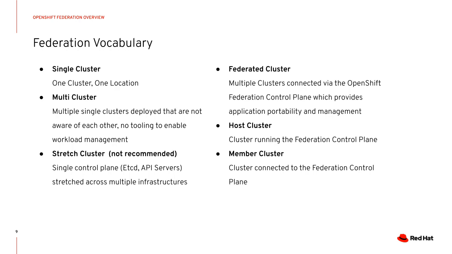It will be helpful at this point to define a few terms. First, single cluster refers to one cluster in one location, which could be one cloud provider, one region of a cloud provider, or an on-premise solution. Multi-cluster simply refers to having multiple single clusters. A stretch cluster would be a single cluster that lives in more than one availability zone or possibly even more than one cloud provider. We do not recommend this solution because OpenShift clusters are very sensitive to latency issues.